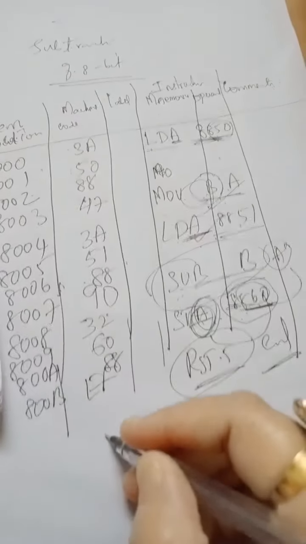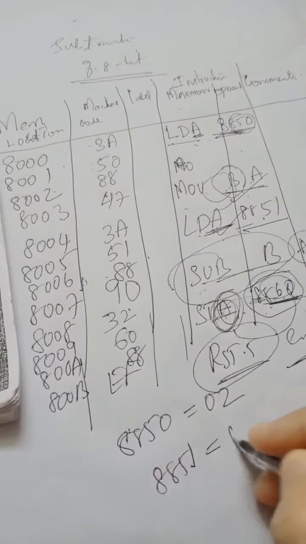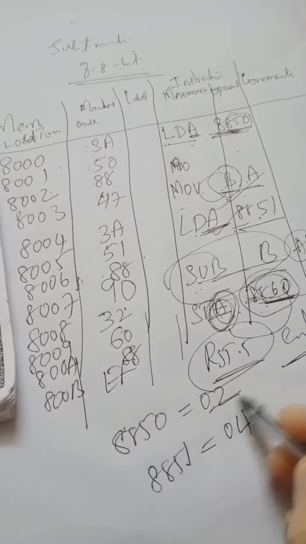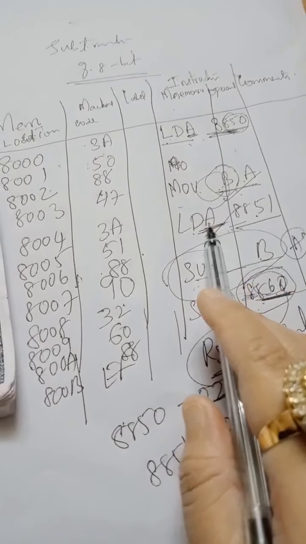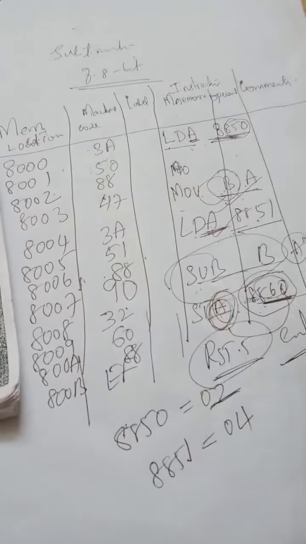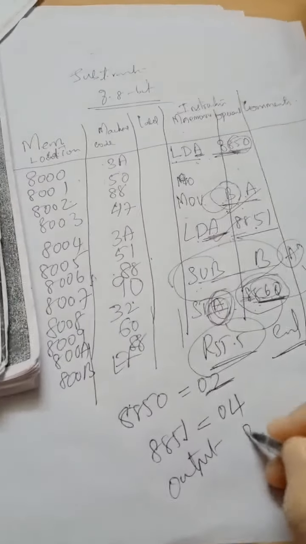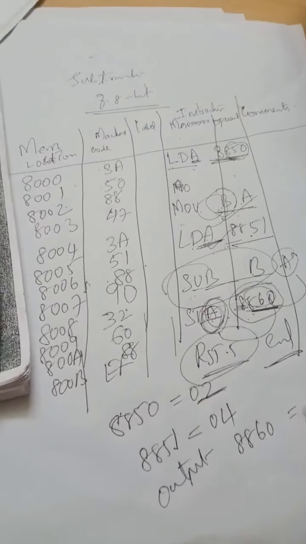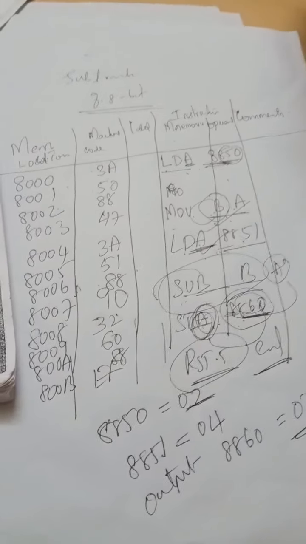So by this we have finished our subtraction program. One data we have taken at 8850, that is 02, and at 8851, that is nothing but 04. So where is the first data? The first data is in B, and where is the second data? In A. The second data is in A. After that, what will the output be? The output at 8860 will be equal to what? 02. This is our manual operation for the program.